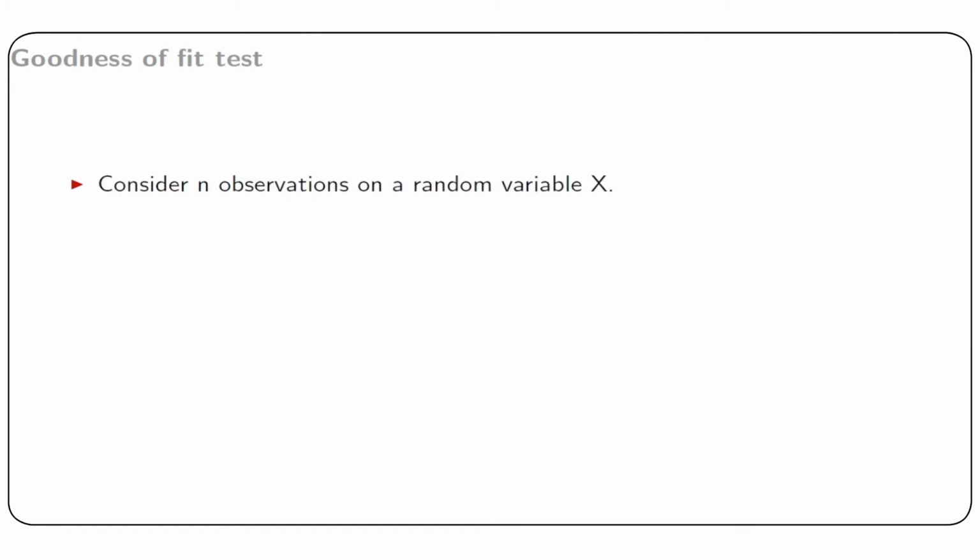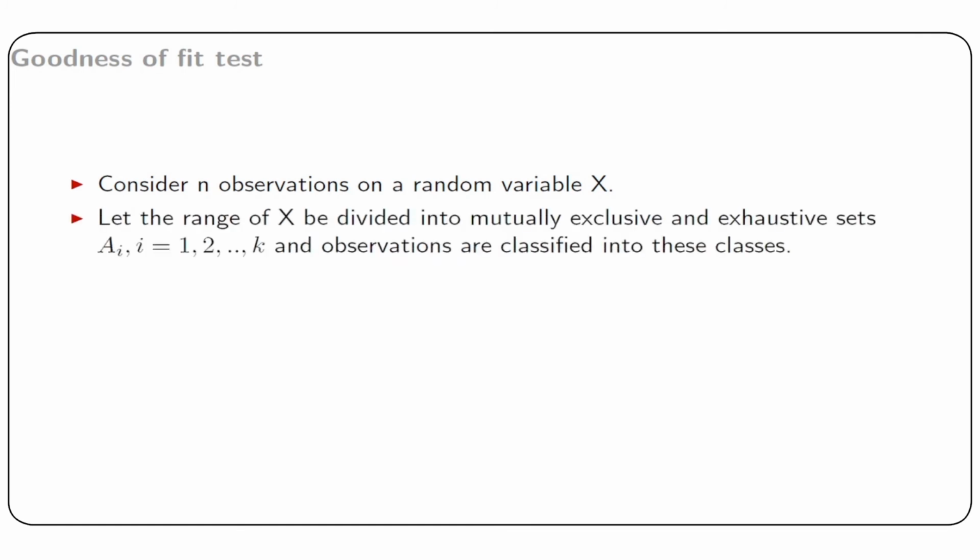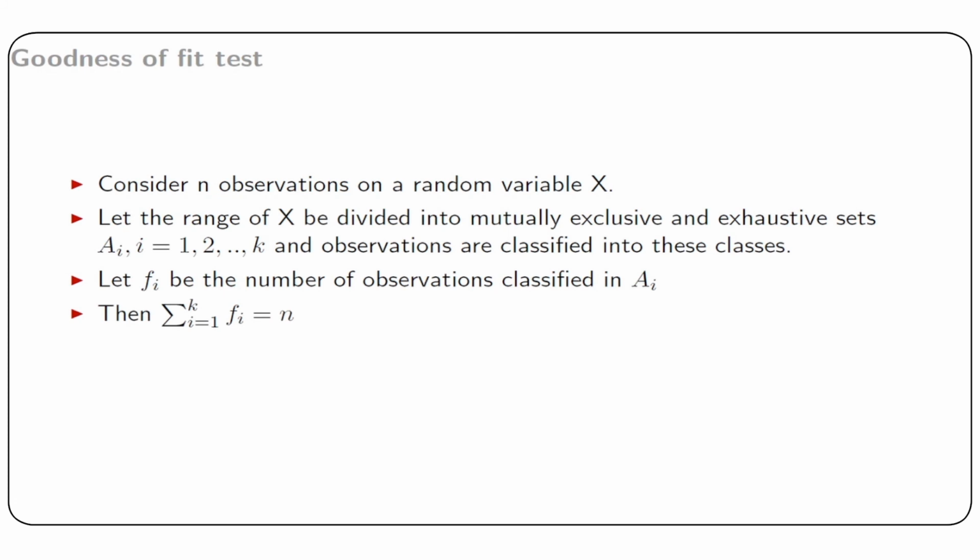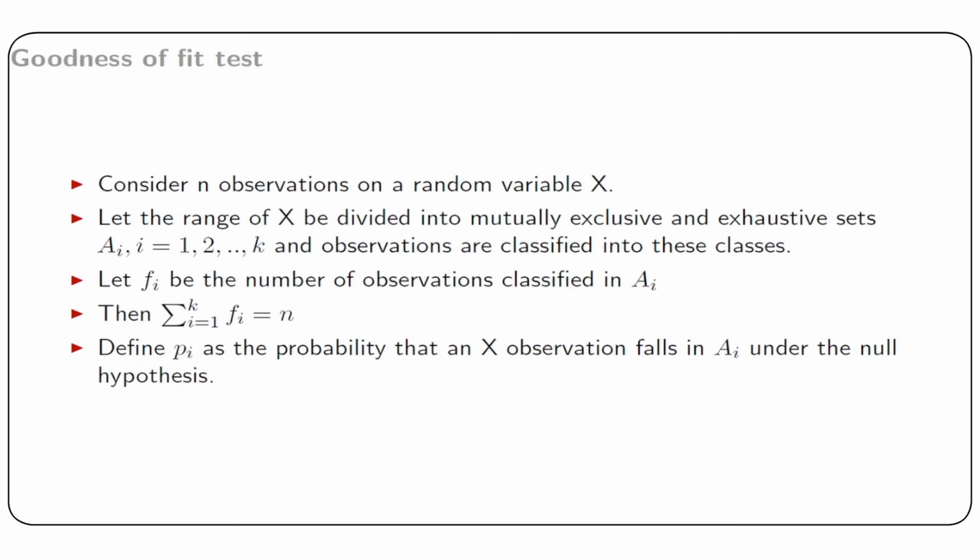Consider n observations on a random variable x. Let the range of x be divided into mutually exclusive and exhaustive sets ai, and observations are classified into these classes. Let fi be the number of observations classified in ai. Then summation i from 1 to k fi equals n. Define pi as the probability that an x observation falls in ai under the null hypothesis. We have the hypothesis that p1 equal to p1 0, p2 equal to p2 0 up to pk equal to pk 0, where p1 0, p2 0, pk 0 are either specified by the null hypothesis or not specified.